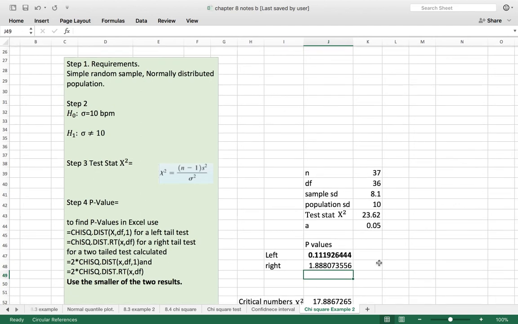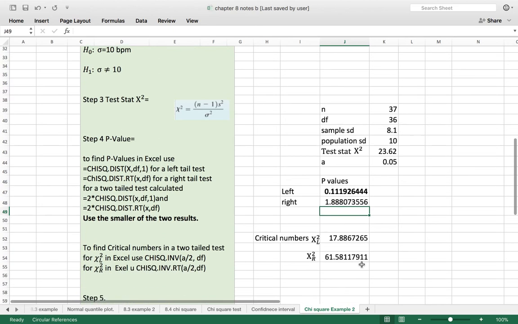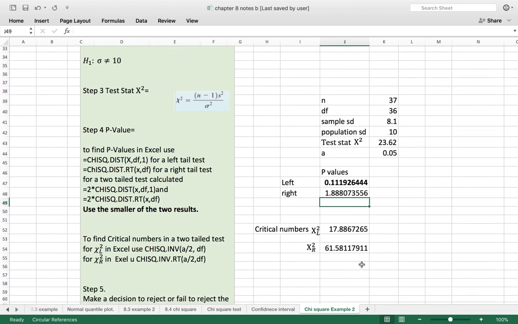Now remember, if the p is low, the null must go. Will we reject the null hypothesis here? No, we won't, because the p-value is higher than 0.05. So we will not reject the null. We will fail to reject the null.